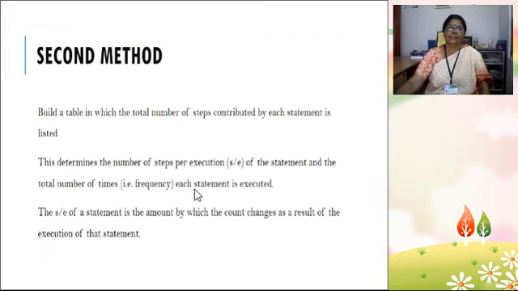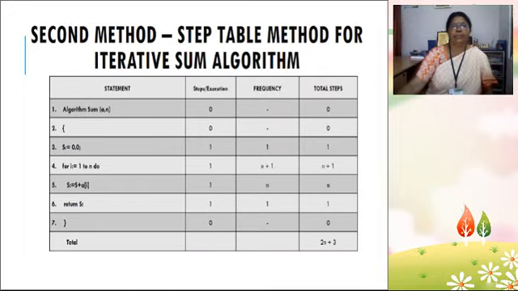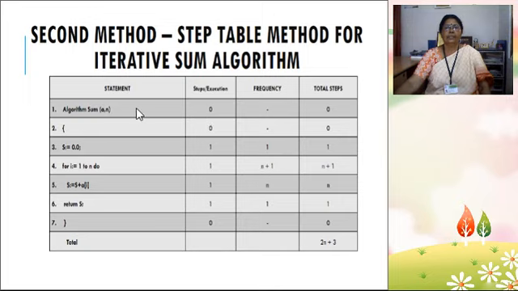The second method is the step table method. We follow a similar procedure, but instead of using the count variable, we use a table, a step table. That step table records the steps per execution of the statement and the number of times, the frequency, of each statement. If you look at the table for the same iterative sum, you have 4 columns: statement, steps per execution, frequency, and total steps.